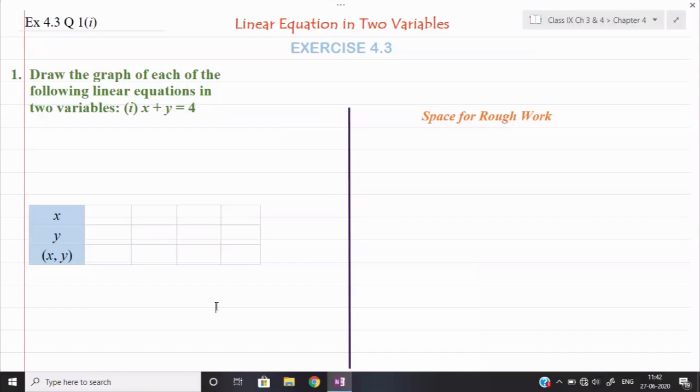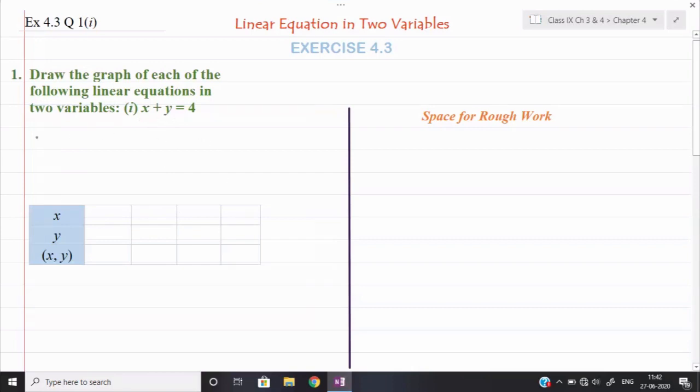Let us see how we can solve it. A first question. Now see, x plus y is given equal to 4. Here you need to find out first of all the 4 solutions or minimum 3 solutions of the given equation. Here for our convenience we will find out the 4 solutions. Okay, so x plus y is given here 4.